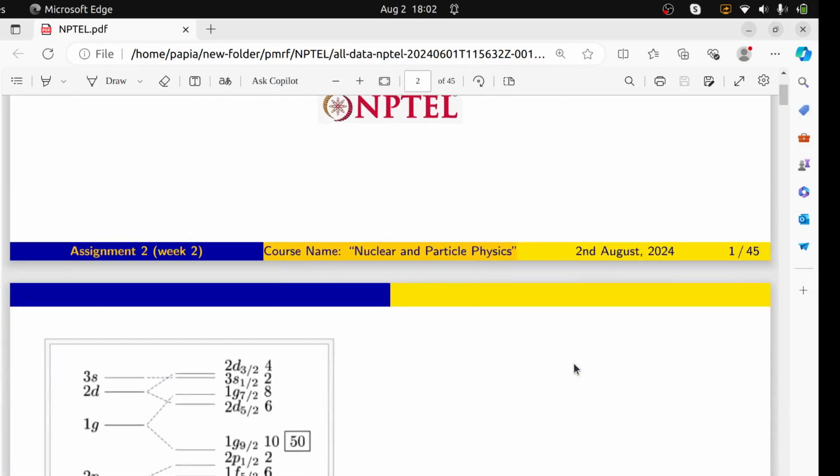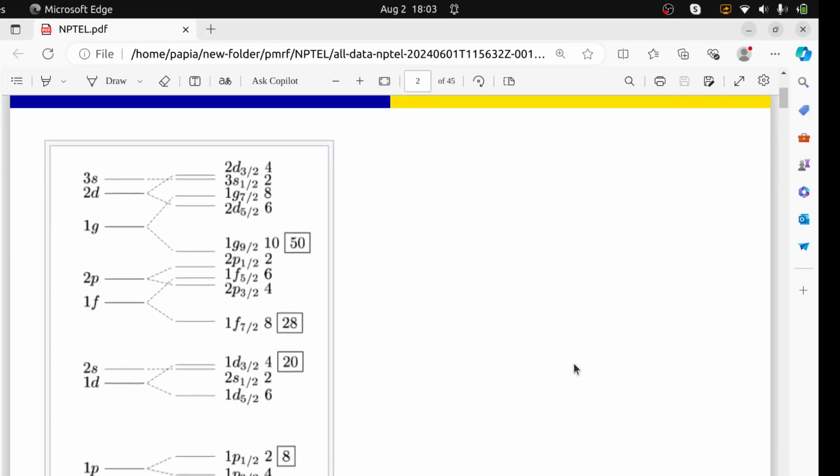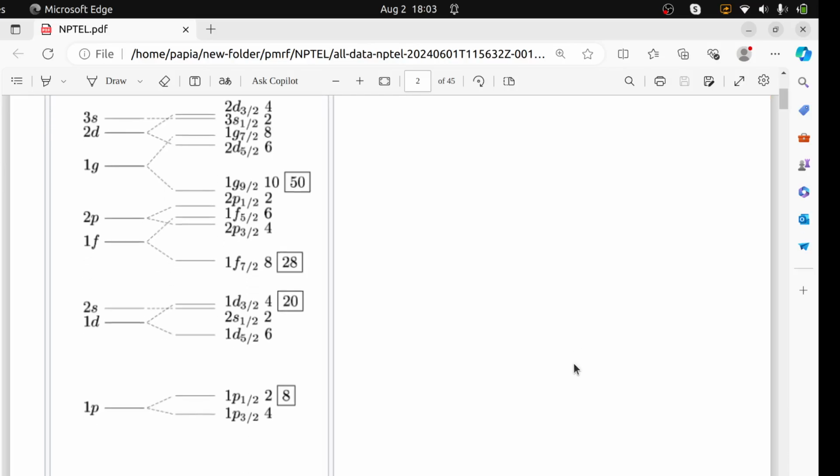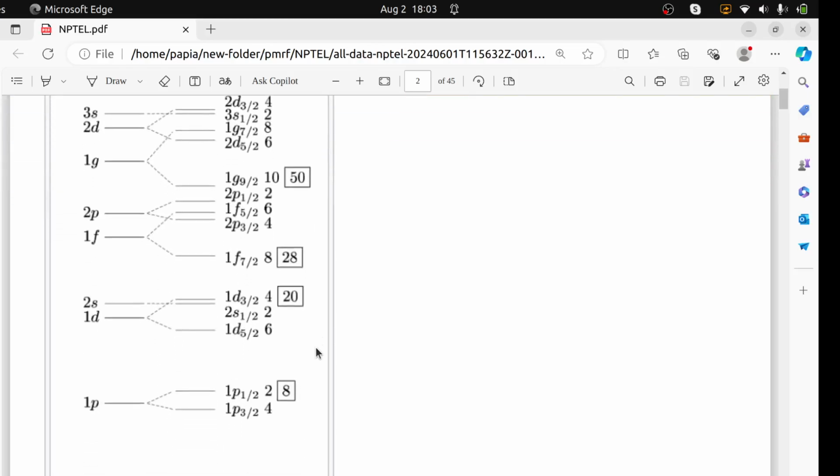Before going there, I just have a picture here which we will use throughout today's session. Today's 2-hour session will be basically based on this figure. Last time there was one girl who was asking about the magic number concept.